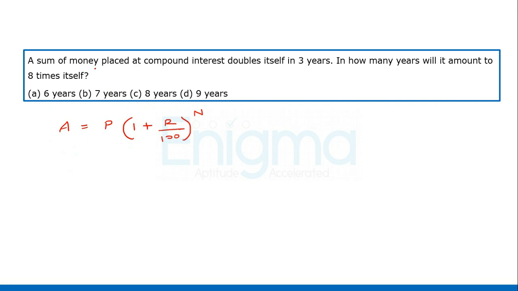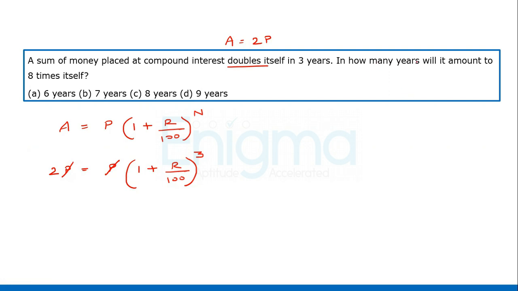Now here, the principal is getting doubled. So that means we can say amount is equal to 2P. So therefore, if we substitute it in the equation, we get 2P is equal to P into bracket 1 plus R by 100 raised to N. Now here N is given to us as 3 years, so we can write down 3 as well. We can cancel out P. So we get the equation as 2 is equal to 1 plus R by 100 cube.